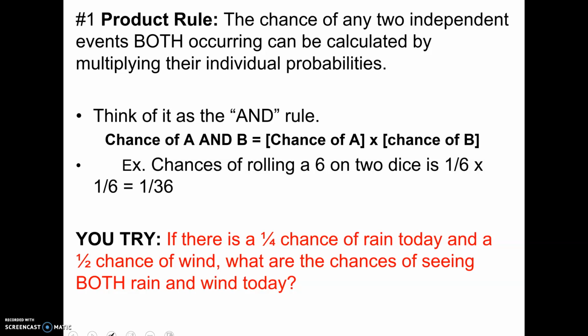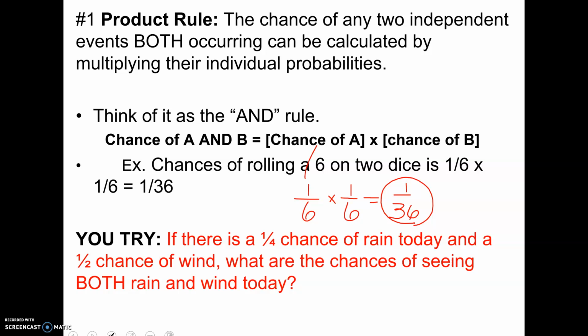For example, if we want to know the chance of rolling a 6 on 2 dice, this is kind of the AND rule. We know that the chance of rolling a 6 on the first die is going to be 1 out of 6, right? Because a die has 6 sides and only one of them has a 6 on it. And then what's the chance that the second die has a 6? It's also 1 out of 6. The product rule says we can multiply their individual chances to get the chance of both of them happening. So 1/6 times 1/6, I have a 1 in 36 chance that both dice would come up 6.